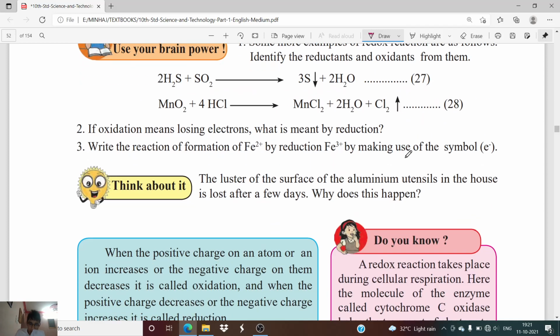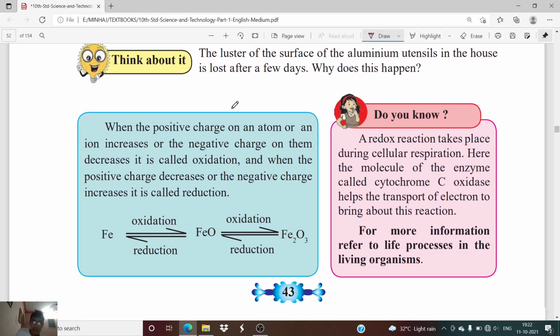Here two more examples of redox reactions have been given to us. Two molecules of hydrogen sulfide react with sulfur dioxide and we get three molecules of sulfur and two molecules of water. One more reaction is given, in which manganese oxide reacts with four molecules of hydrochloric acid and we get manganese chloride, two molecules of water, and also the liberation of chlorine gas. Both these reactions are examples of oxidation and reduction reactions.